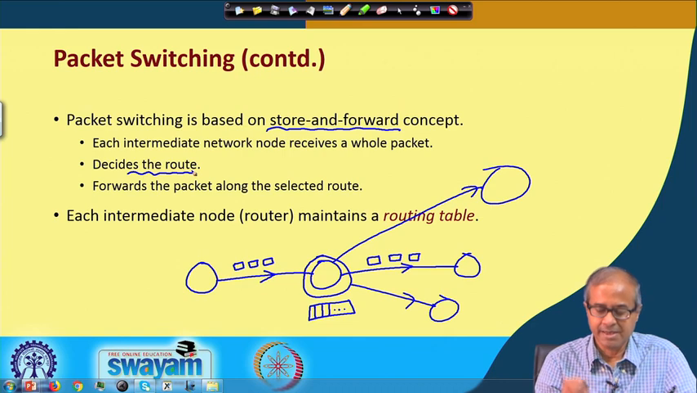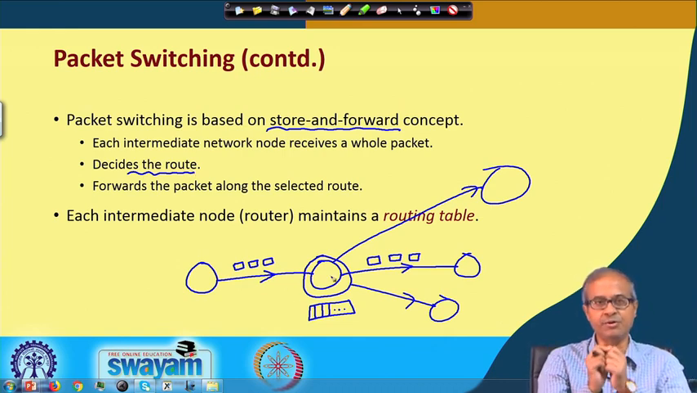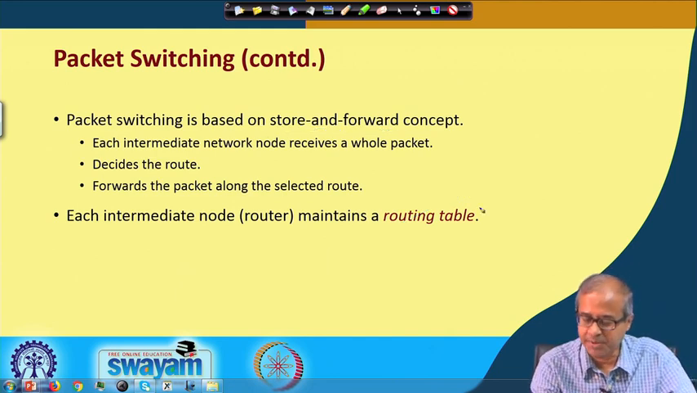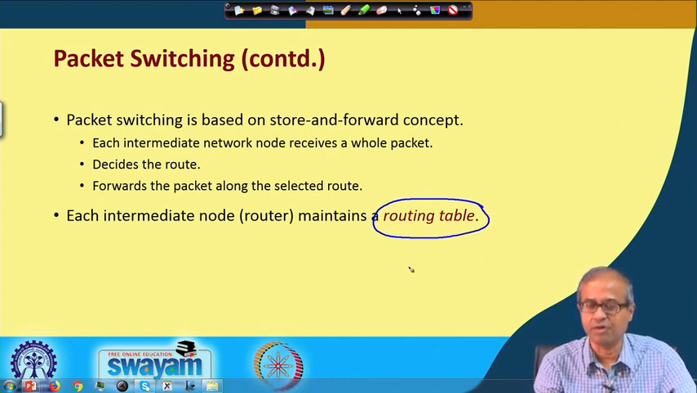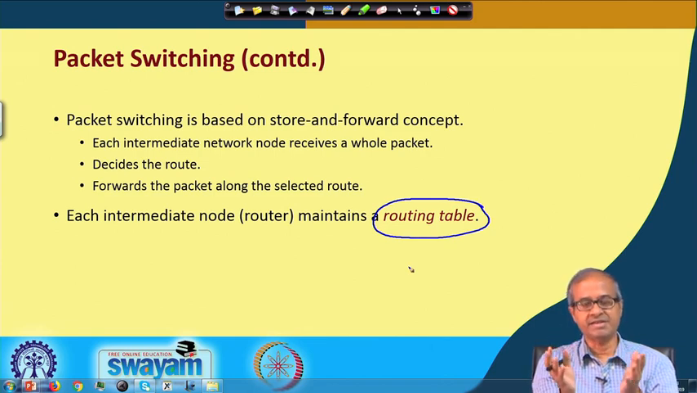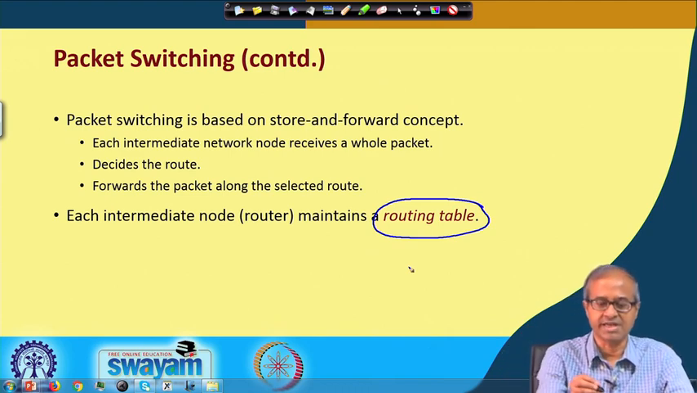And because of this, you will have to tell these intermediate nodes where to forward a packet whenever it comes. This information is typically kept in a place called a routing table. Each of these intermediate nodes maintains something called a routing table. We shall be talking about this again later, and this routing table will decide where an incoming packet should be forwarded to. There can be multiple outgoing links.